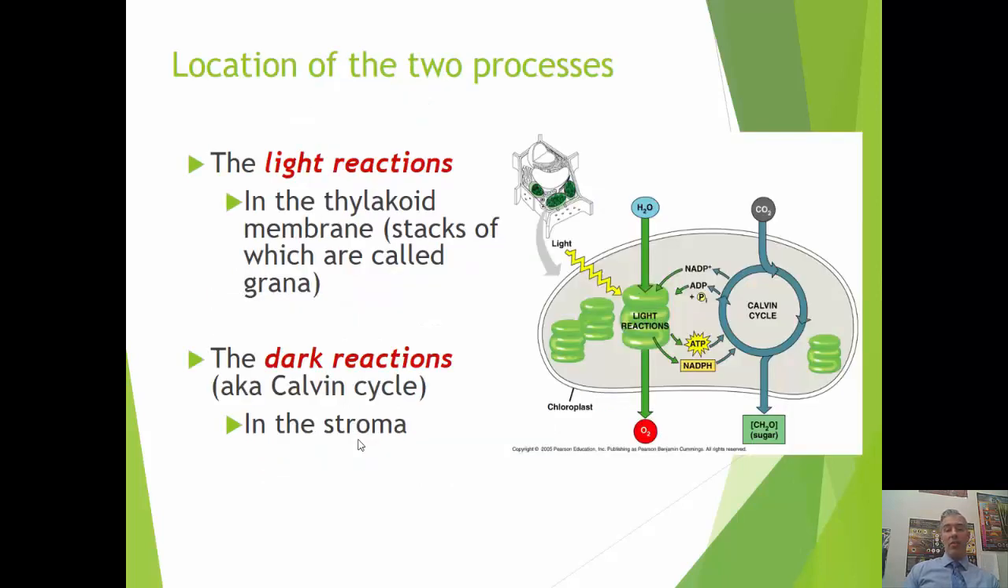The light reactions are going to occur in those thylakoid membranes, which is, as I said, why they're so important. And then the dark reactions are going to occur in the stroma.